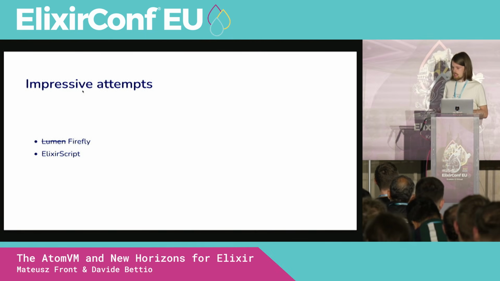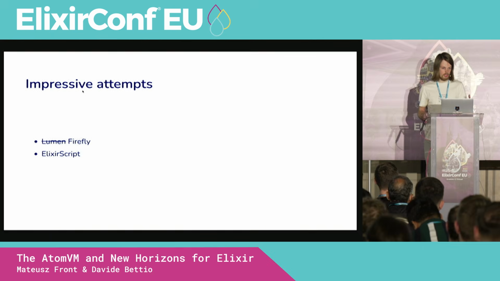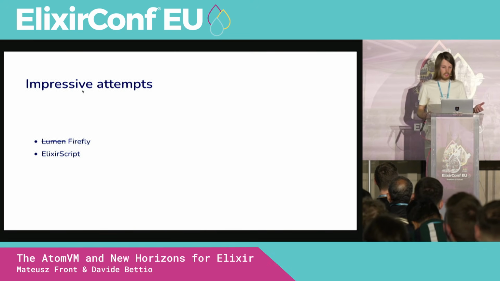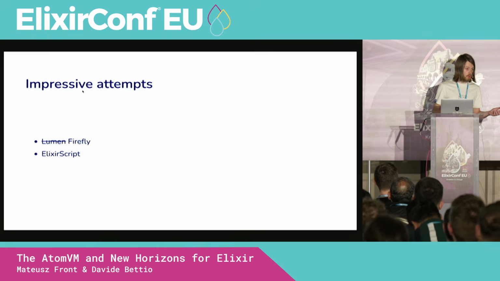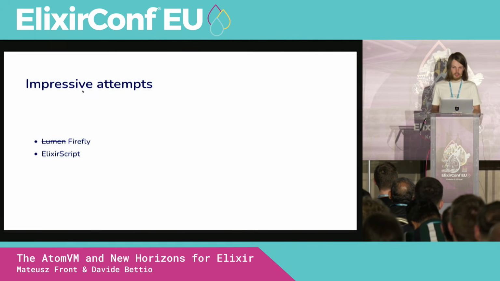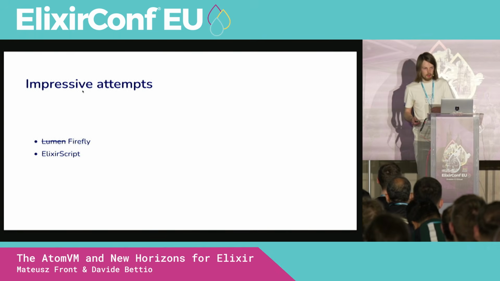The problem is that with Firefly's approach, you basically need to create a new compiler from scratch that compiles Elixir code to some bytecode that is not really adjusted to Elixir, not designed with Elixir in mind. So it's a very hard thing to create and maintain. With the ElixirScript approach, on the other hand, you basically need to rewrite a big portion of OTP in JavaScript and make sure that it's compatible with the original OTP version. So it's also a pretty tricky thing. So we didn't go for any of these approaches.